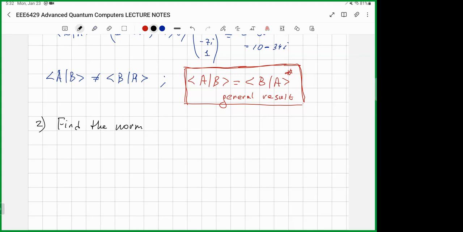All right, so find the norm of each vector, normalize the vectors.